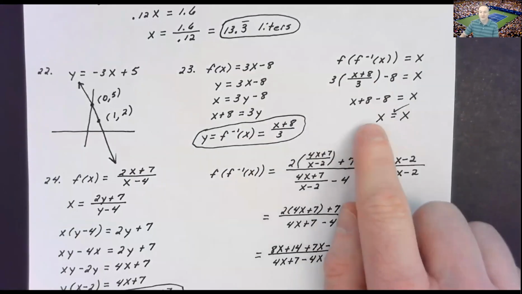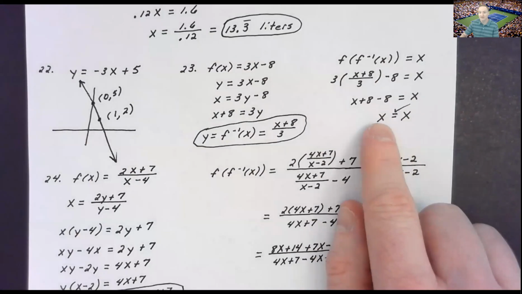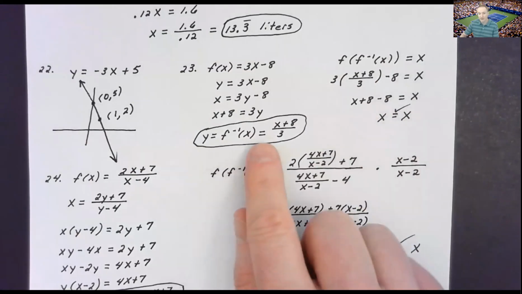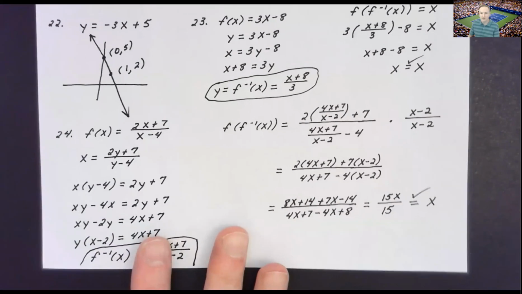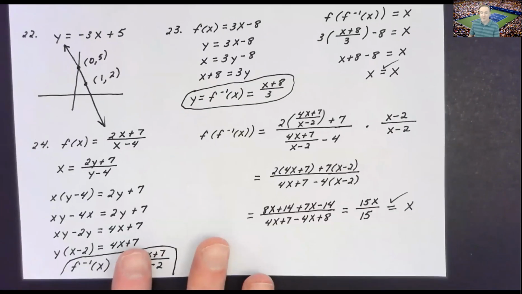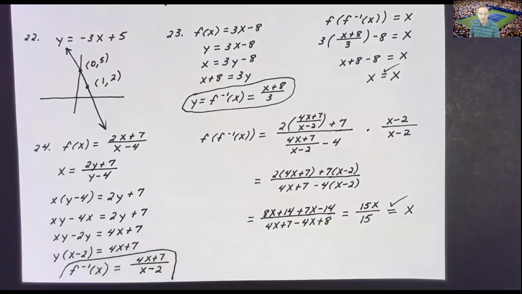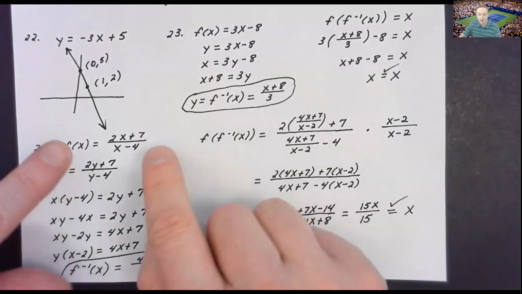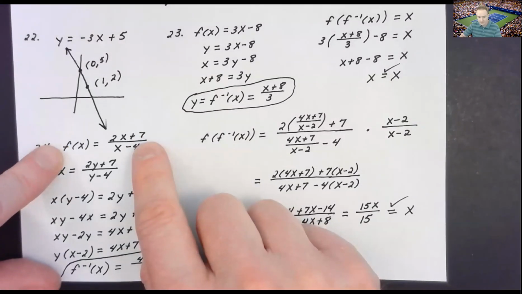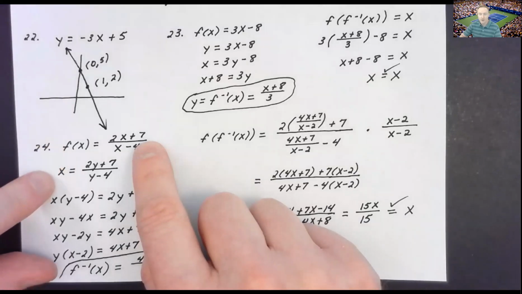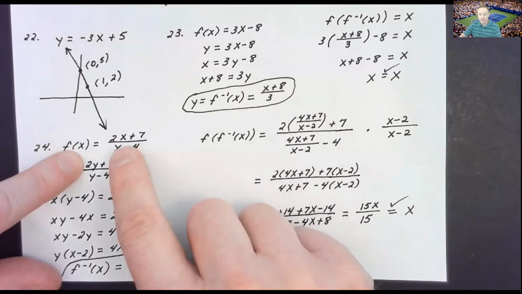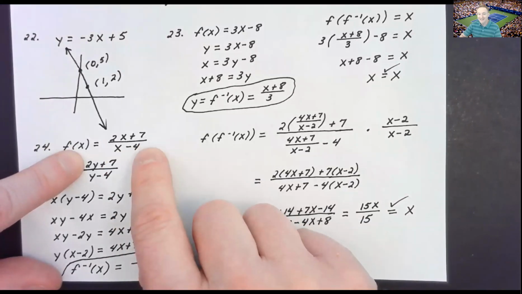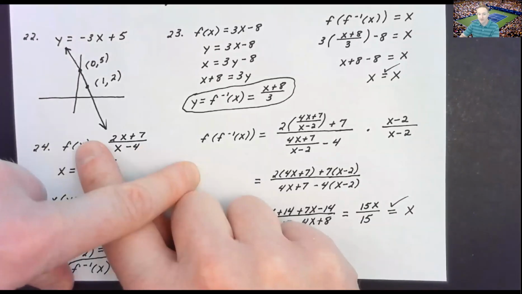And as soon as you do that, you say, yeah, the composition did simplify down to x, thus this inverse was correct. Now for 24, it's just a more rigorous and fun problem of 23, where I'm giving you a rational function for your original. And you say, okay, so the original function is the same thing as y equals (2x plus 7) over (x minus 4). Its inverse is going to flip those x and y values.